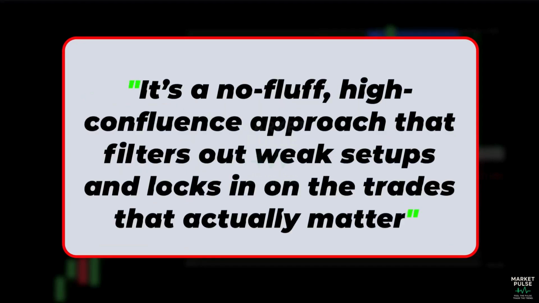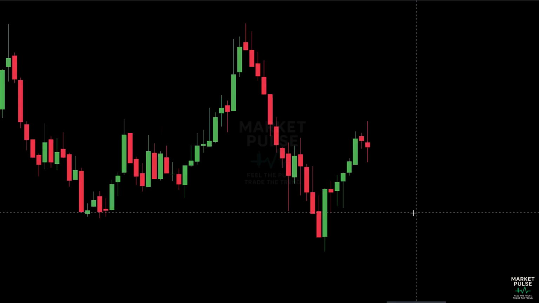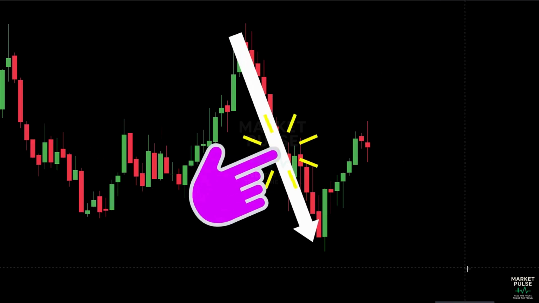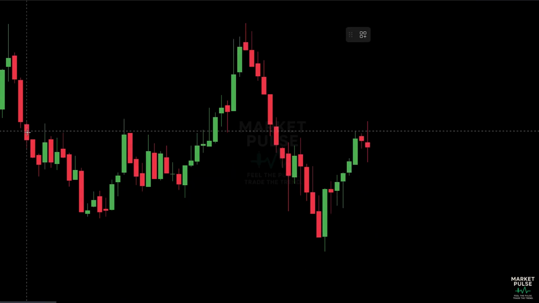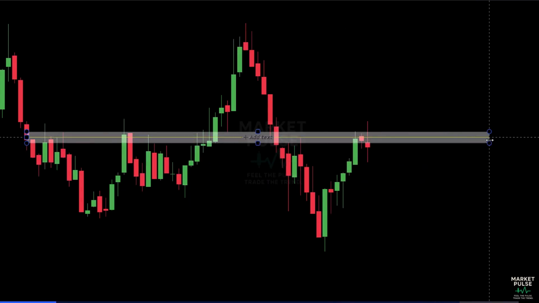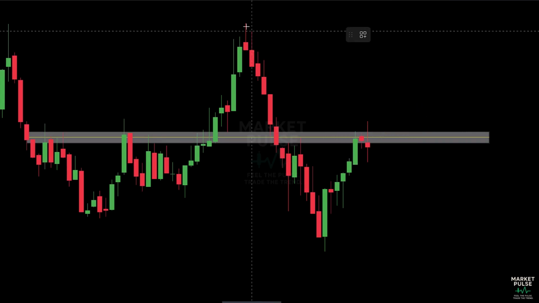It's a no-fluff, high-confluence approach that filters out weak setups and locks in on the trades that actually matter. Now let's apply the TLLL framework to a downtrend. The market is moving lower, forming strong impulses down, followed by shallow pullbacks. At one point, price breaks above a resistance level, which temporarily acts as support. But that move doesn't hold. Instead, price retraces deeper, setting up our Fibonacci play.